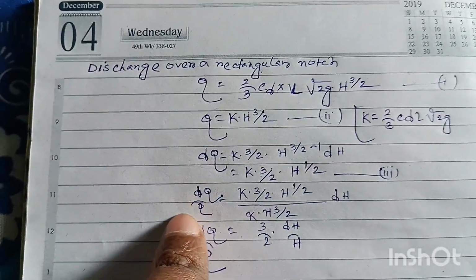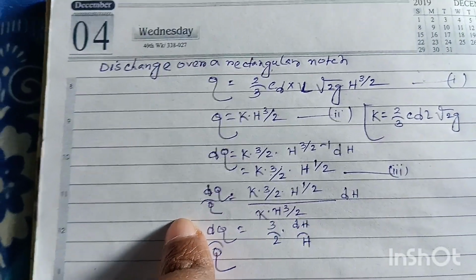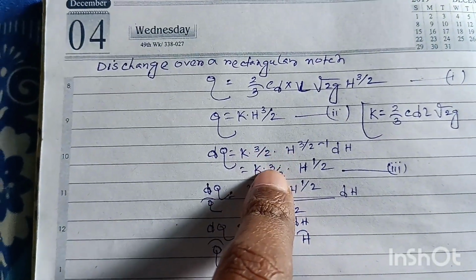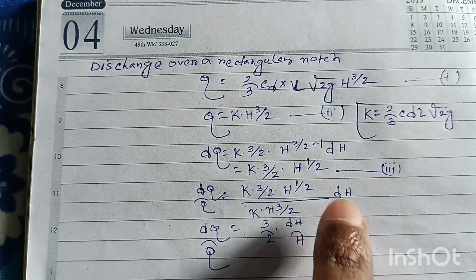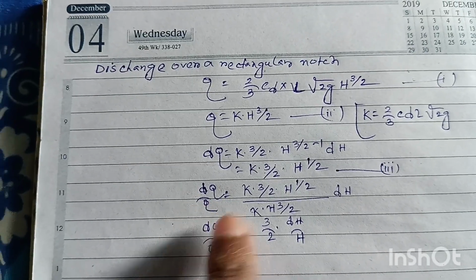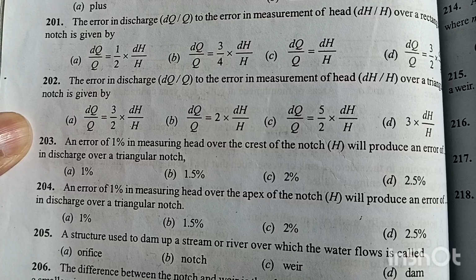Now if we calculate dQ by Q, that is the error in the discharge, that will be this value divided by this value. So dQ by Q will be 3 by 2 into dH by H. So option number D is the right answer for this question.